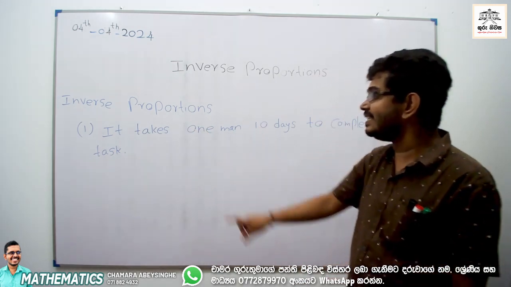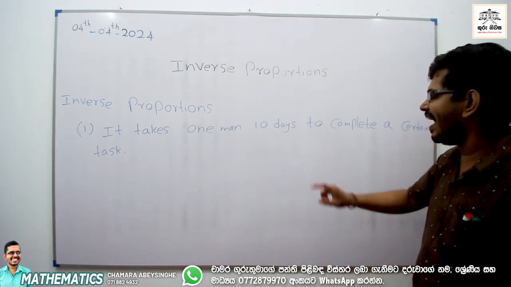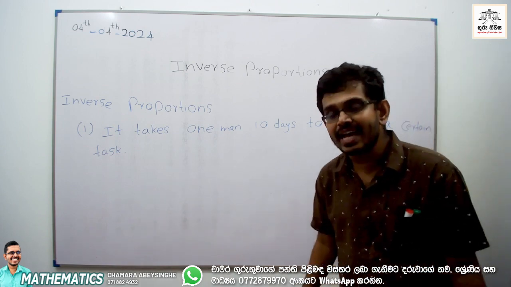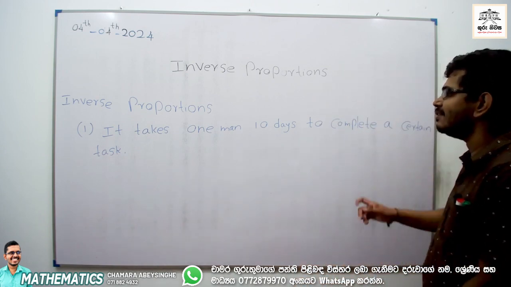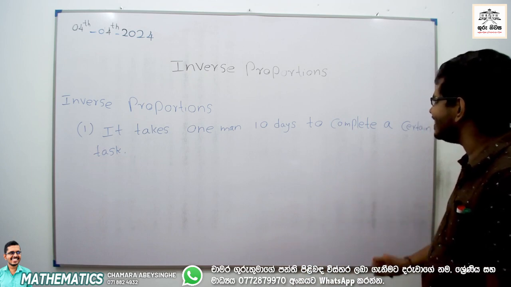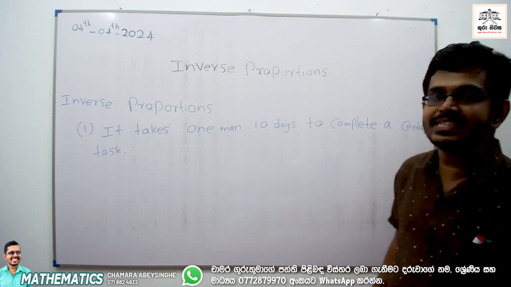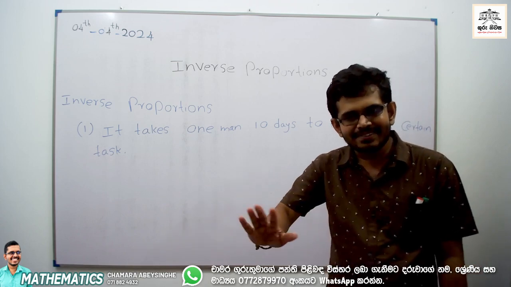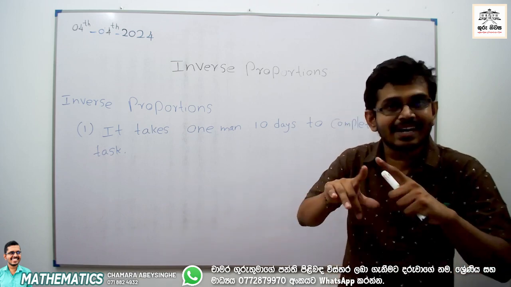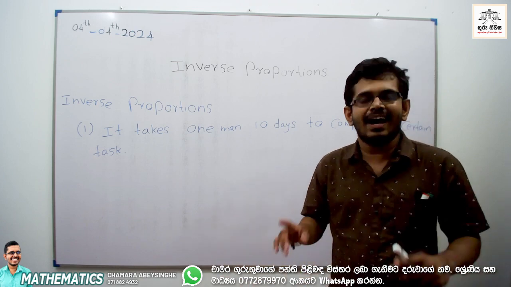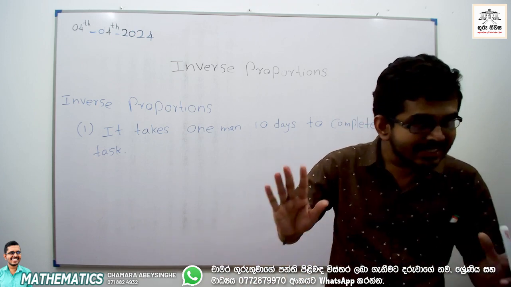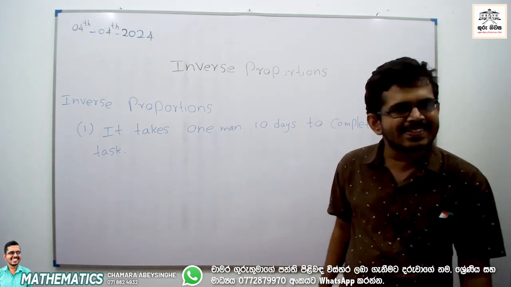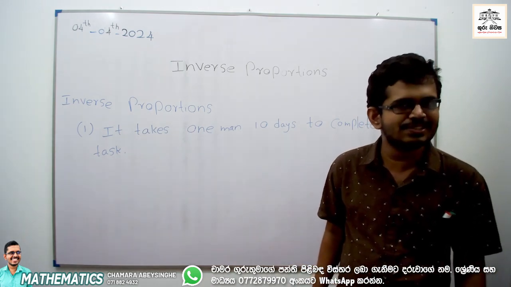This one. It takes one man 10 days to complete a certain task. එක මිනිස්සෙක් මොකක් හරි වැඩක් ඉවර කරන්න දවස් 10ක් ගත කරනවා. හරි. මට කියන්න, what are the quantities you can see? මේ මෙතන තියෙන quantities මොනවද පුතාලා? What are the quantities you can see?